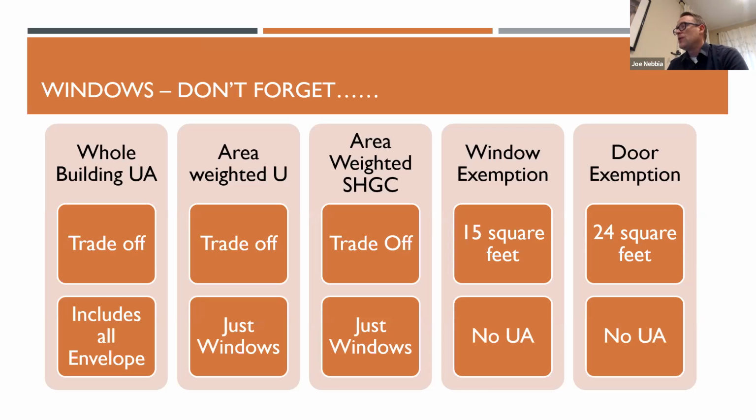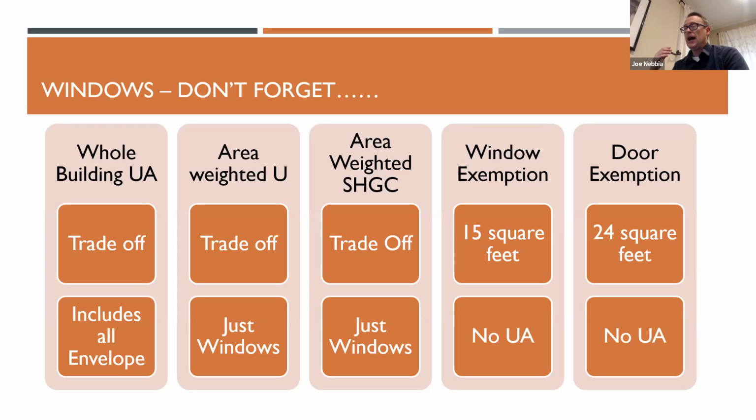So if you have a window that doesn't meet the solar heat gain coefficient target, you can still qualify prescriptively using an area weighted average of that solar heat gain coefficient across all your windows. There is also an exemption for a window and a door up to a certain square footage, 15 or 24 feet, depending on which one you're doing, where you can simply exempt that from your calculation.